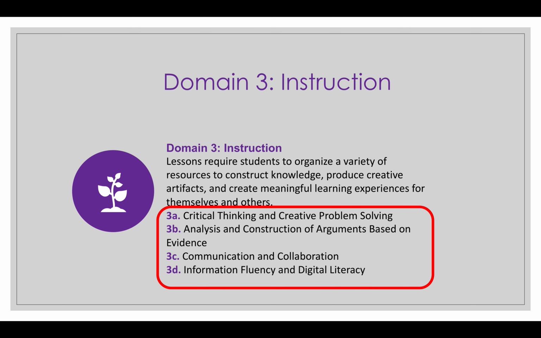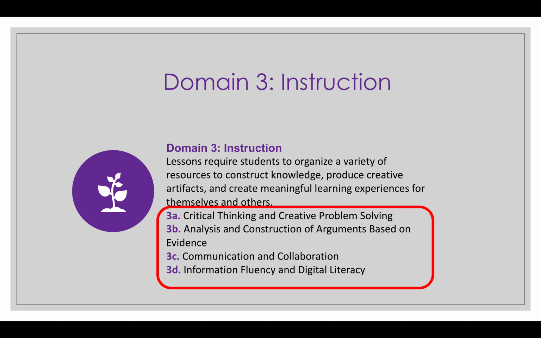In Domain 3, Instruction, you may notice that this is where the new indicators, as we've called them for the past several years, are housed. Domain 3 is about how instruction is implemented. There's a flow to the domain that builds on the flow described earlier.